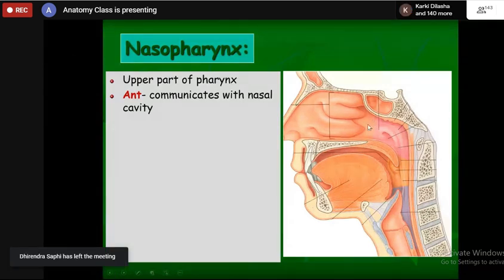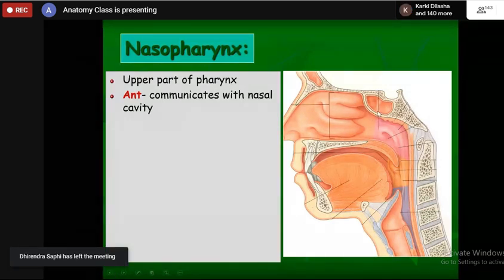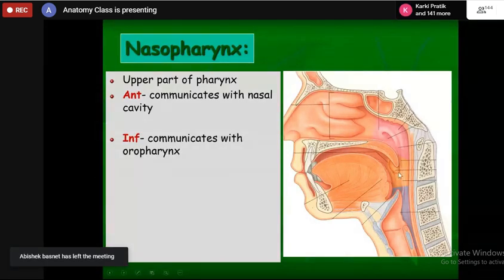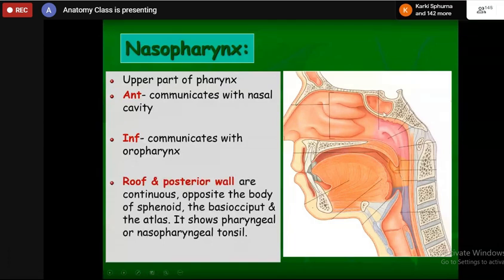So, this is the posterior nasal aperture. And inferiorly, it will communicate with the oropharynx. The roof and the posterior wall are continuous. The roof is formed by the body of the sphenoid and the basilar part of the occipital bone, and this one will form the posterior wall, which is continued with this part. This one is the atlas. So altogether, the roof and posterior wall are formed by the body of the sphenoid, basilar part of the occipital bone, and the first cervical vertebra known as the atlas.